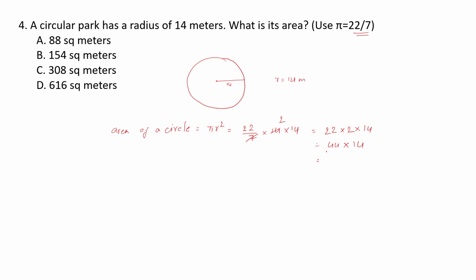So this you please compute. So let's say it will come out to be 616 meter square. This you do multiplication and you will see that it is equal to 616. So option D is correct. Is that okay? So again, you should be knowing terminology of circle. In a circle, the important thing is its radius, right?